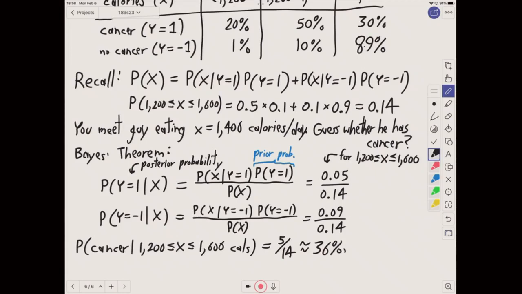So the bottom line is we probably should not diagnose cancer. This person probably does not have cancer. By the way, I want to point out that these two probabilities add up to 1. They have to add up to 1 because either you have cancer or you don't have cancer. You can't be both ways. You can't be neither way.